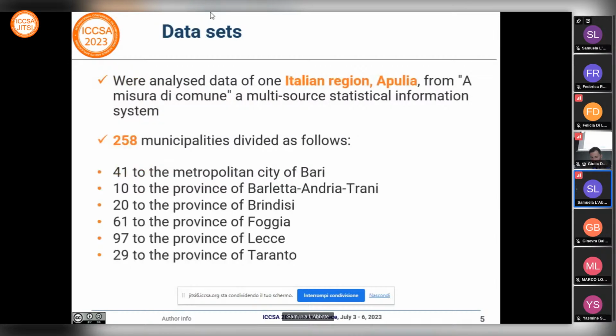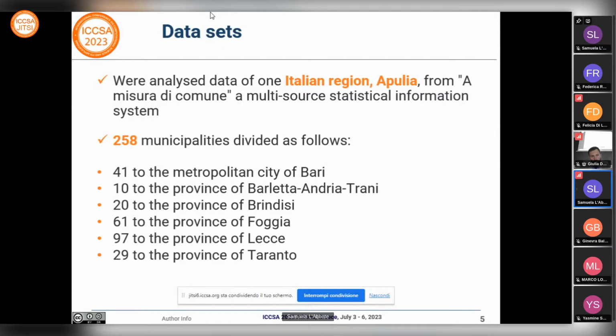As the basis of analysis for the study of poverty, the data from one Italian region, Puglia, were analyzed, focusing on data from a Misura di Comune, a multi-source statistical information system. The available data provide an understanding of the social, economic, demographic, and environmental condition of the regional territory, along with measures that reflect the levels achieved in terms of community well-being.